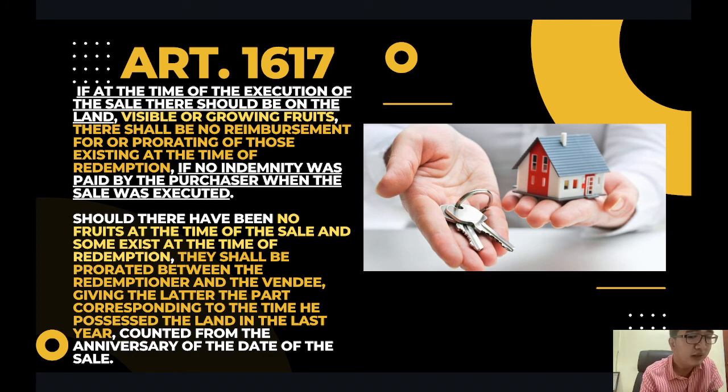Should there have been no fruits at the time of the sale? So, at the time of the sale of the land, wala daw fruits. Pero nung niredeem mo na, meron nang mga fruits. They shall be prorated between the redemptioner and the vendee, giving the latter, meaning giving the vendee, the part corresponding to the time he possessed the land in the last year, counted from the anniversary of the date of the sale. So, for valuation purposes, yan yung rule na i-apply natin.